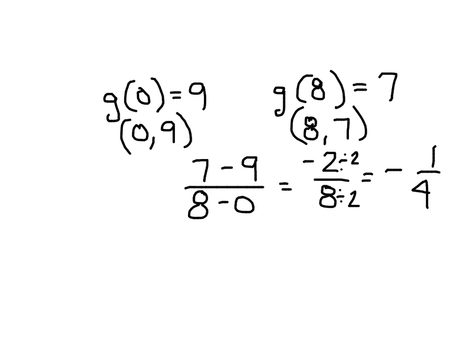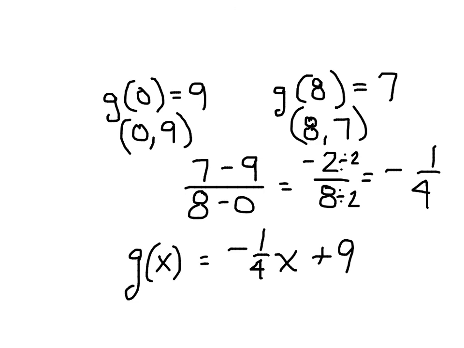Okay? Which one's the y-intercept? 9. So y equals negative 1/4 x plus 9. Oop, function. But it said function, right? And I wrote it as an equation. So since it said g, I put a g. The only difference between g and f is one's the Pepsi machine and one's the Coke machine. Same type of machine, just different brands, right? That's what that means. Okay? What do you guys think?